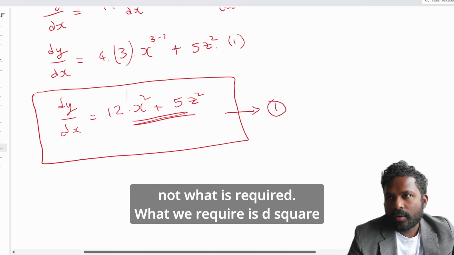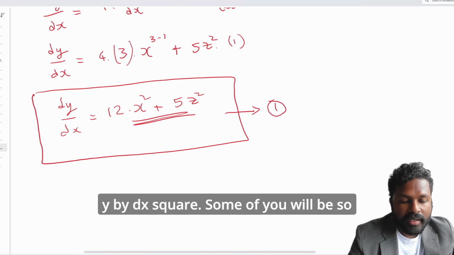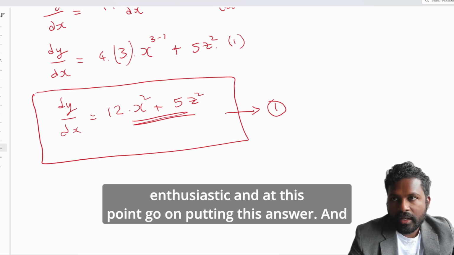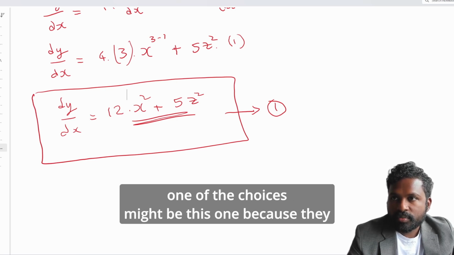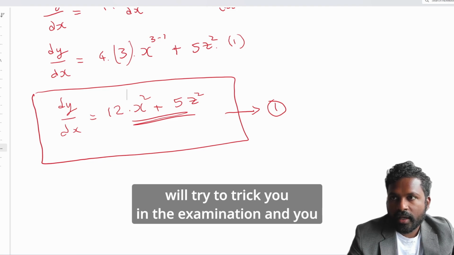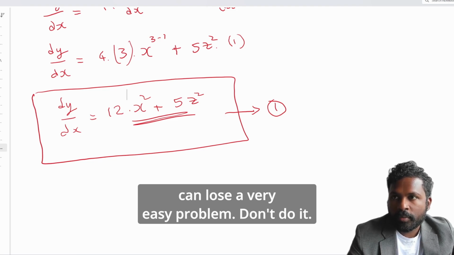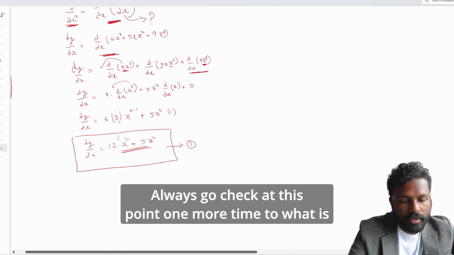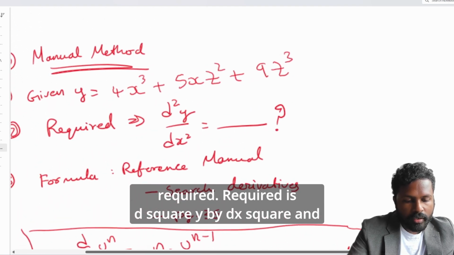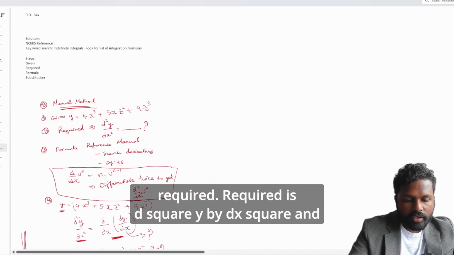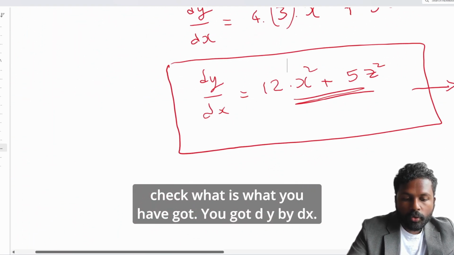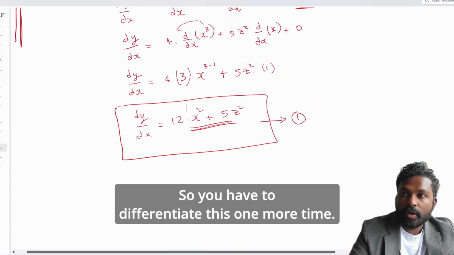This is not what is required. What we require is d square y by dx square. Some of you will be so enthusiastic and at this point go and put in this answer, and one of the choices might be this one because they will try to trick you in the examination and you can lose a very easy problem. Don't do it. Always go check at this point one more time what is required. Required is d square y by dx square, and check what you have got. You got dy by dx. So you have to differentiate this one more time.